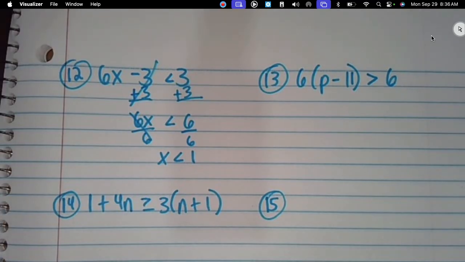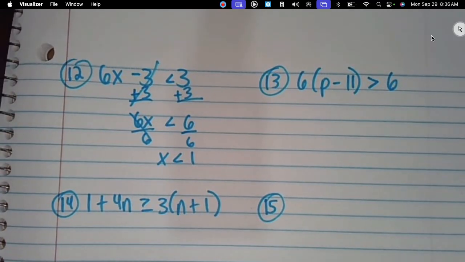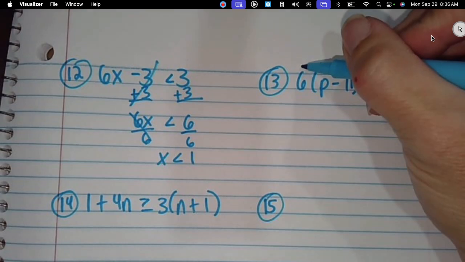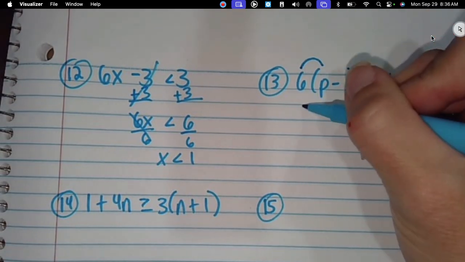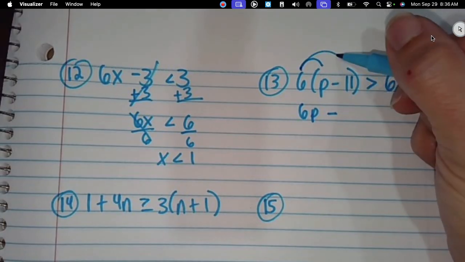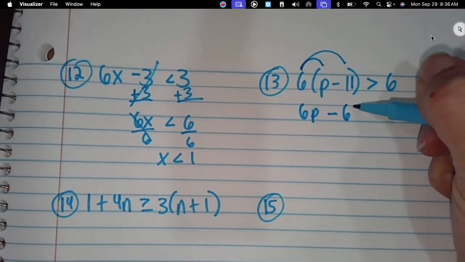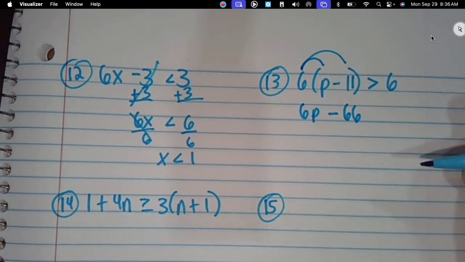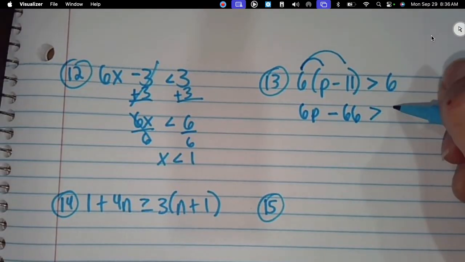Are we ready for number 13? We also learned 13 today. So we would take the number that's outside and distribute it. Now our answer choices look a little different, but that's no big deal. So we would get 6 times p is 6p, and 6 times 11 is 66, and I put minus 66, okay, is greater than 6.